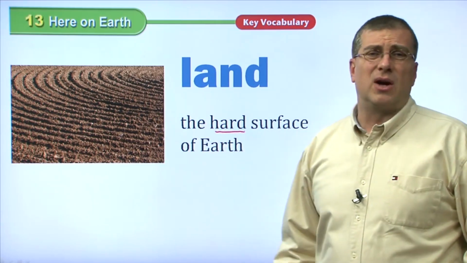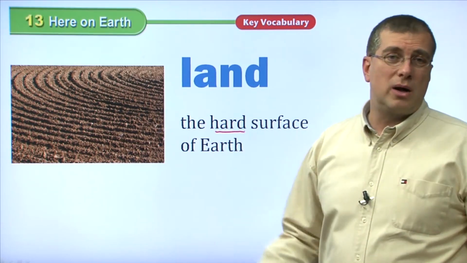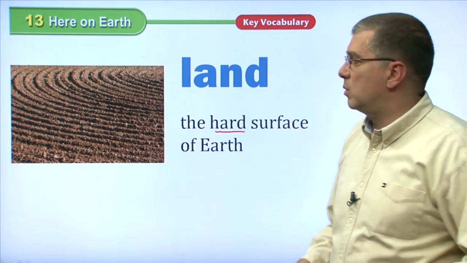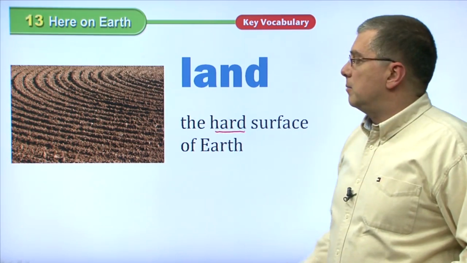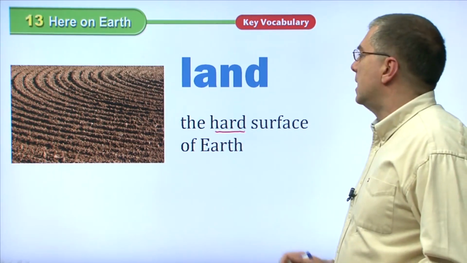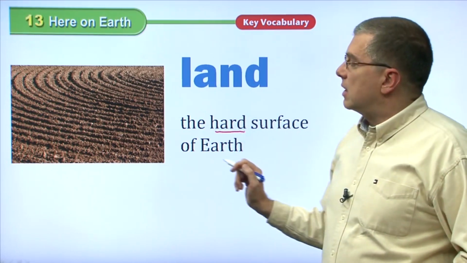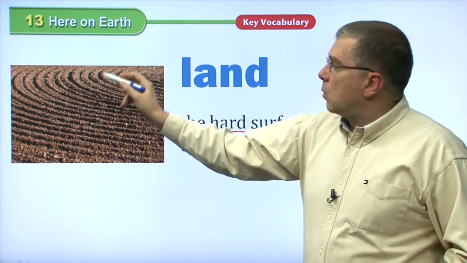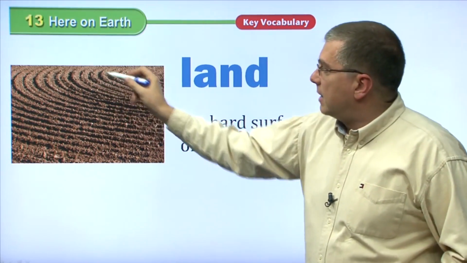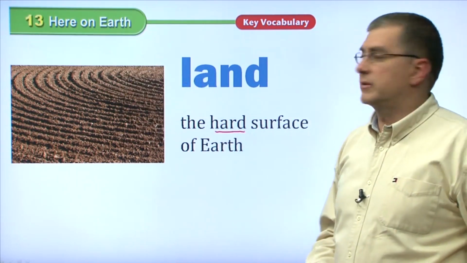Of course, we live on land. If it was just water, we wouldn't be able to survive, or we would be fish, right? We would be something else. But we wouldn't be human beings if there was no land on the Earth. So land is the hard surface of the Earth. Land is also where we grow our food that we need. This looks like a farm, and they're preparing to plant crops.